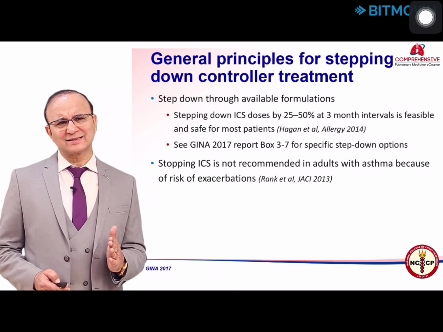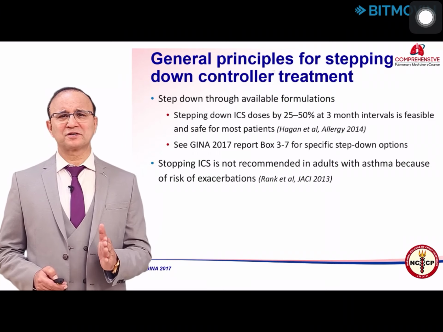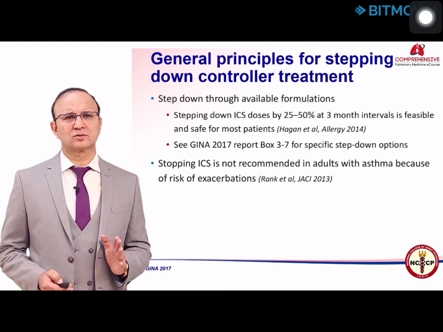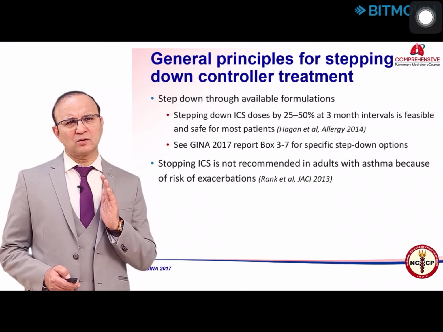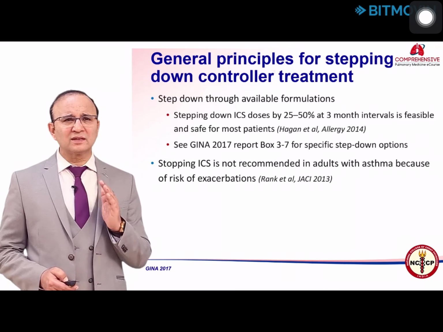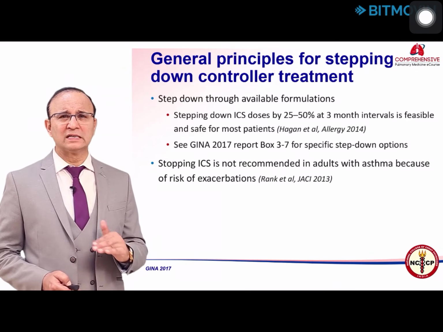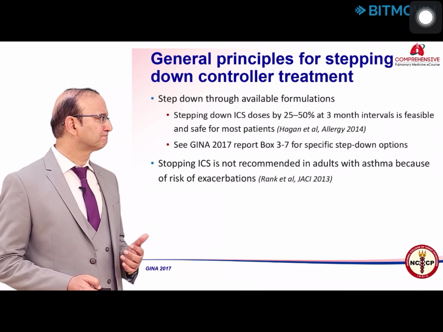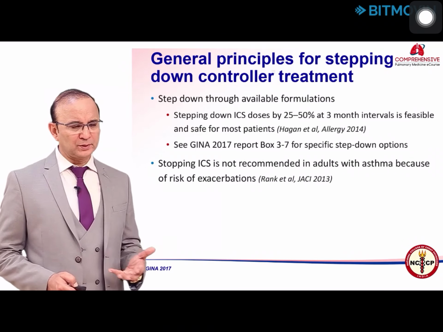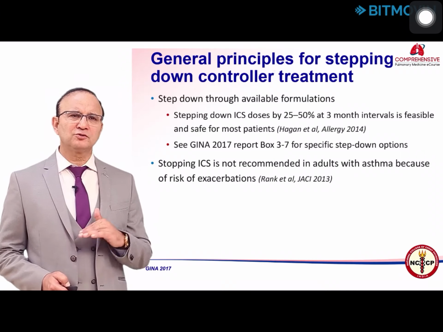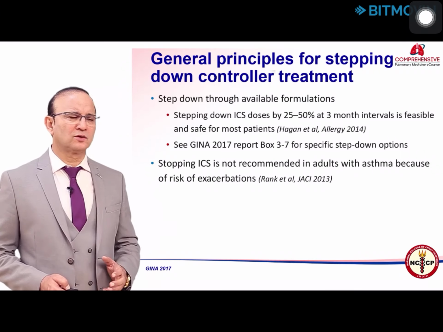Stopping ICS is really not recommended in a patient who has perennial asthma. Because what I have seen in practice also is that if you continue even a 1 puff inhaler, their symptom control is much better than stopping in a patient who has perennial asthma. And particularly the person who has a history of exacerbation, you should continue them on a low dose of inhaled steroids.